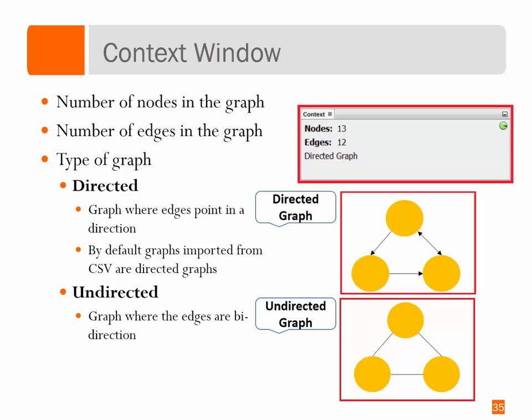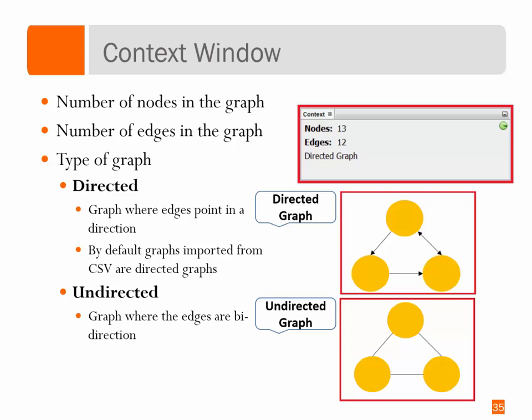Now in the context window, as we described before, it will provide us with some statistics on what's going on in our network diagram. So number of nodes in the graph, here we have a simple example of 13 nodes, 12 relationships expressed as edges in between the nodes. So we have a pretty simple example here.